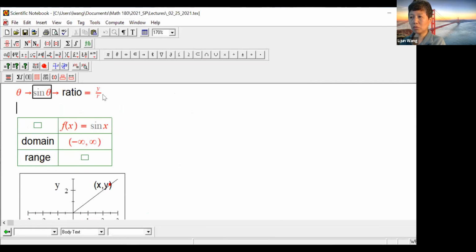Right here. This ratio, okay? If you look at the picture, this is y and this is r. y will never be larger than r, because it's one leg of a right triangle. Therefore, this ratio, on this stage set, we understand this is a stage. This ratio is going to be greater than or equal to -1, less than or equal to +1.